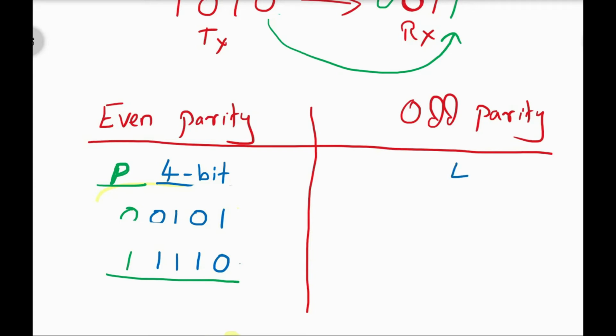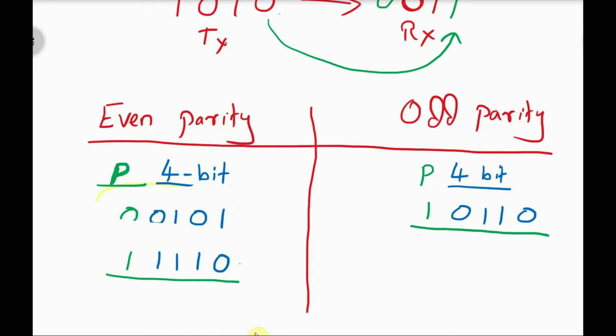Similarly, in odd parity, we have a 4-bit code and a parity bit. Suppose the 4-bit code is 0110. Now the number of ones is 2 here, that is an even number. So to make it odd parity, we have to add 1 as the parity bit. Now the total number of ones in this 5-bit code is 3. There are 3 ones, which is an odd number. So this is what is meant by odd parity.